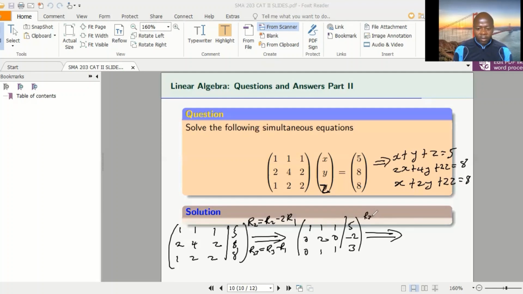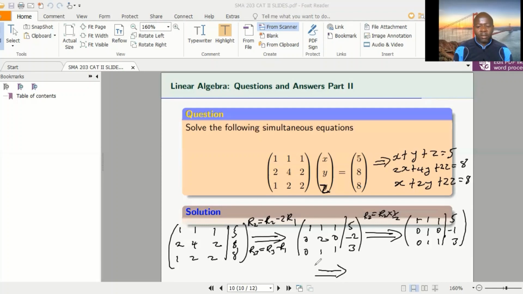So row 2 times 1 over 2: this will be 0, 1, 0, negative 1, and row 1 is 1, 1, 1, 5, and this one remains the way it is, 0, 1, 1, 3. Somebody else might have interchanged row 2 and row 3 in this step. I didn't want that, but you can still do it.